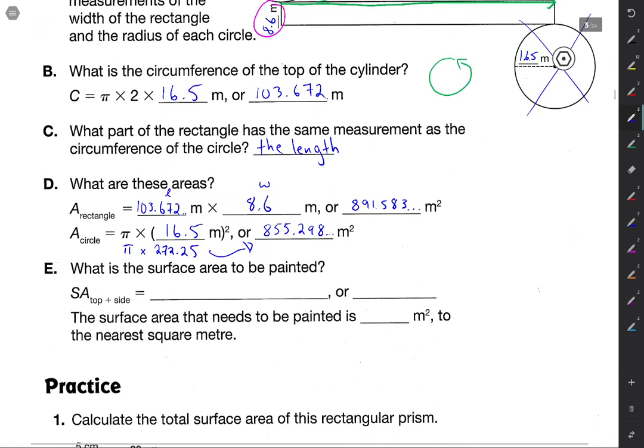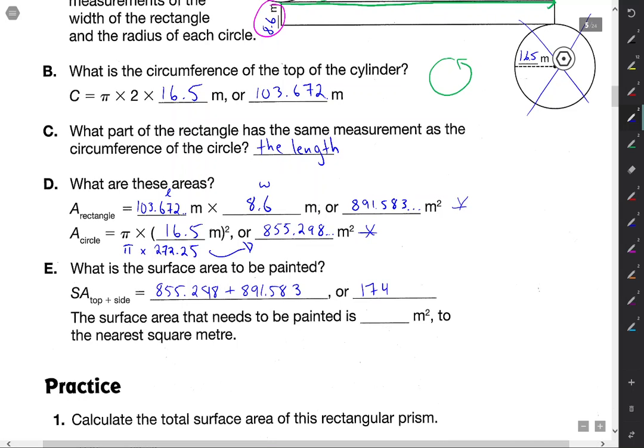So the area of the top circle we got was over here, 855.298. And we're going to add that to the area of the rectangle, which we got here, 891.583. So if we add both of those together, we get 1,746.882. Or if we round that, we could say the surface area that needs to be painted is 1,747 meters squared.